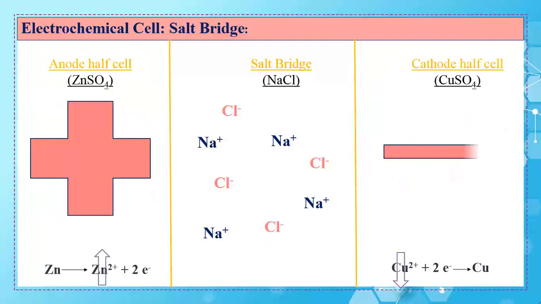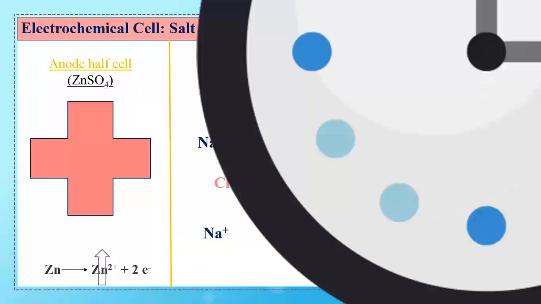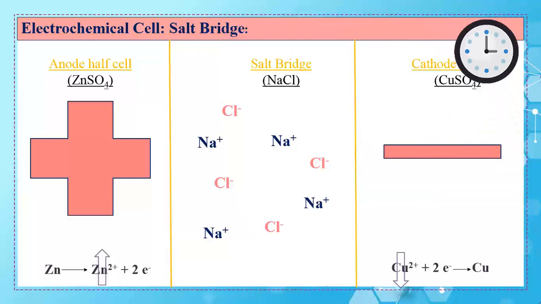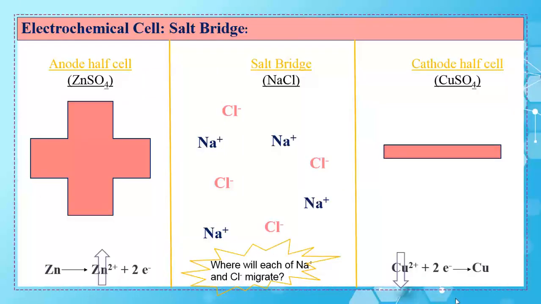So what's the function of the salt bridge here? There is no balance between the anode and the cathode in the charges. How to balance them? What do you think will happen to those ions, Na+ and Cl-? Take a moment and think of the answer. In order to balance the charges of the two electrodes, Cl-, the negative ion of the salt bridge, will migrate towards the anode, and the positive ion, Na+ in this case, will migrate towards the cathode.